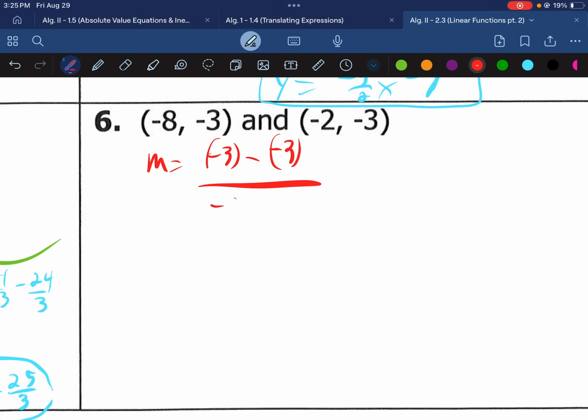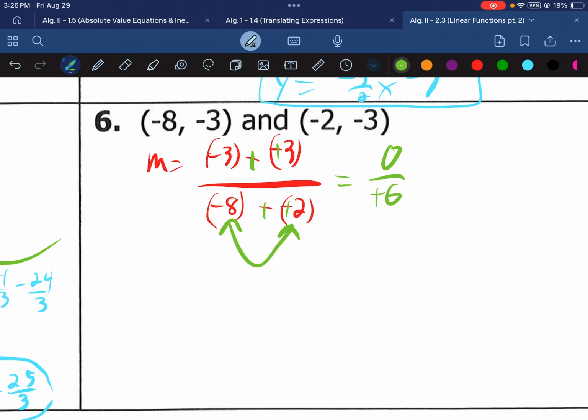So let's just say I put the negative 8 first in this case. So on the top, we have these 2 negatives in a row, and we get 0. On the bottom, we have those 2 negatives in a row, and we get negative 6. Now, 0 divided by negative 6, or 0 divided by a positive 6, which is what you'd get if you switch these two around, is the same answer regardless. It's 0. So our slope is 0.